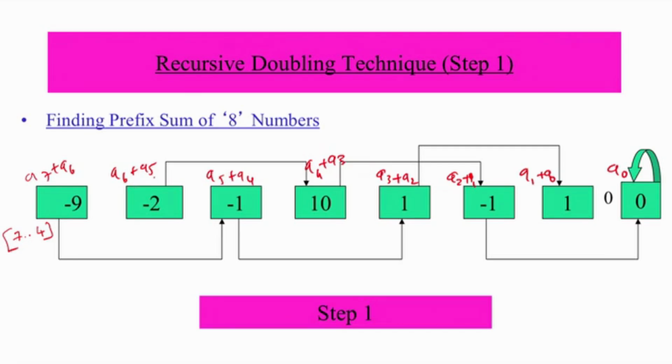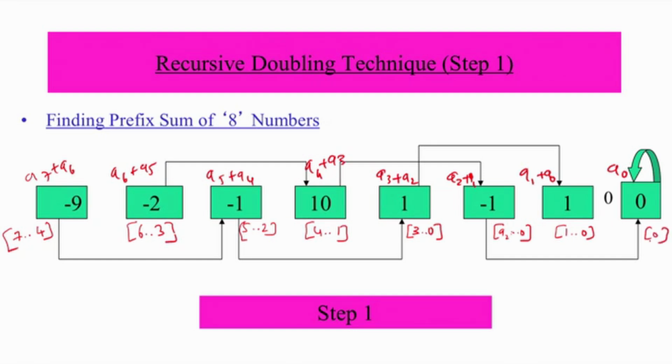This is having 6 to 5, and this is 4 to 3, so this will have 6 to 3. This has 5 to 4 and 3 to 2, so this will have 5 to 2, and this will have 4 to 1. A4 plus A3, this stores A4 plus A3, and this is pointing to A2, and this will have 3 to 0, and this will have 2 to 0, and this will have 1 to 0, and this will have 0.